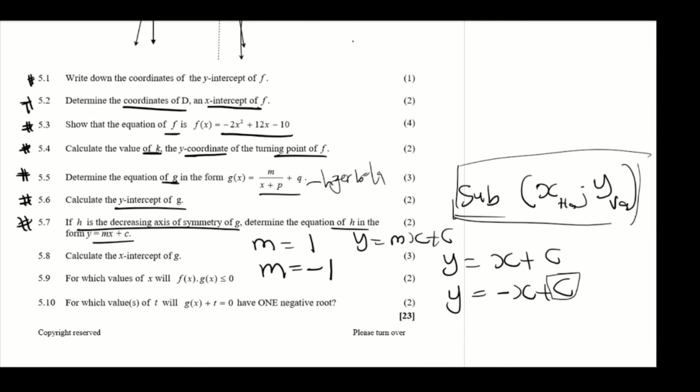So in this question, we are asked to find the decreasing axis of symmetry of g, meaning that we're going to focus on m equals -1. To complete finding our axis of symmetry, we know m equals -1, and our coordinate of the asymptotes, we know it's 5 and -10, right?